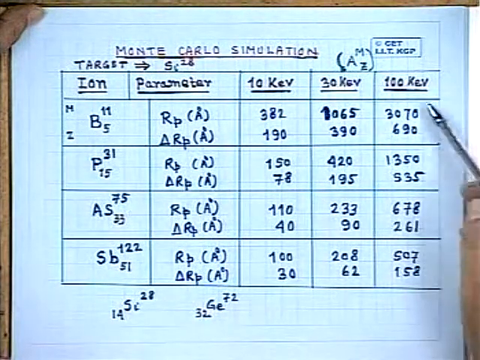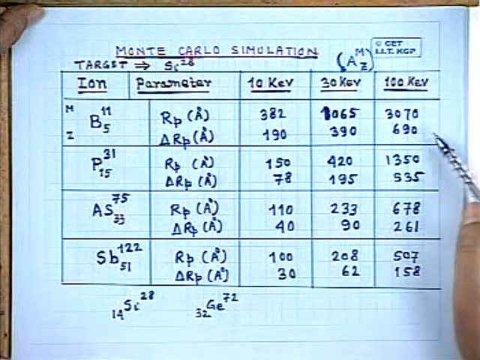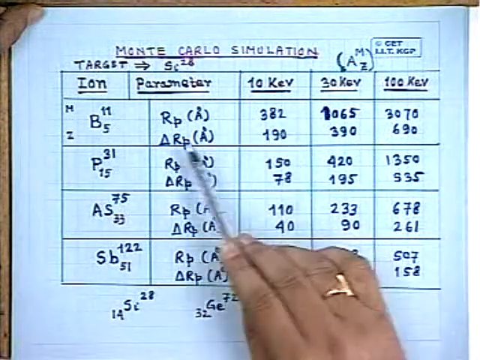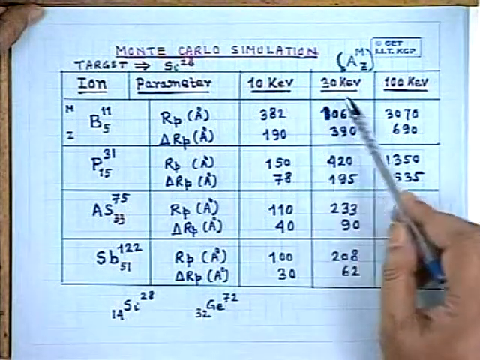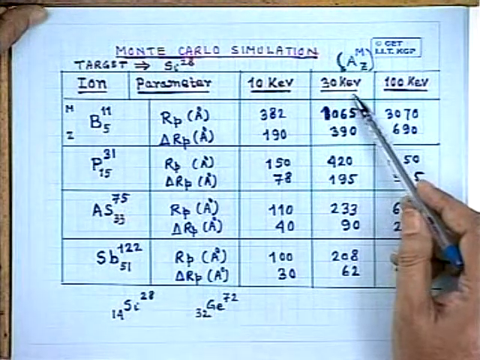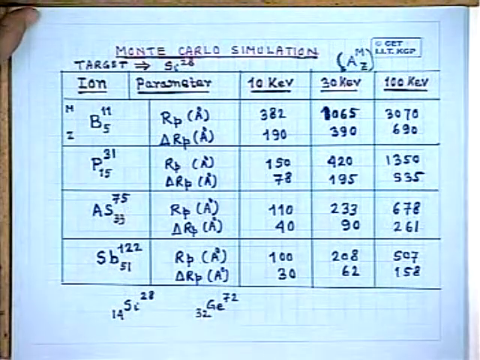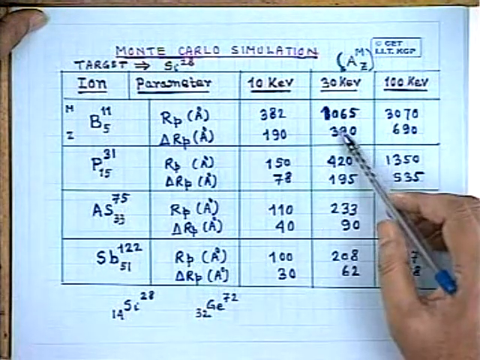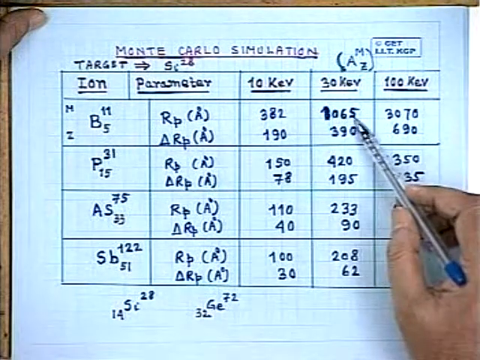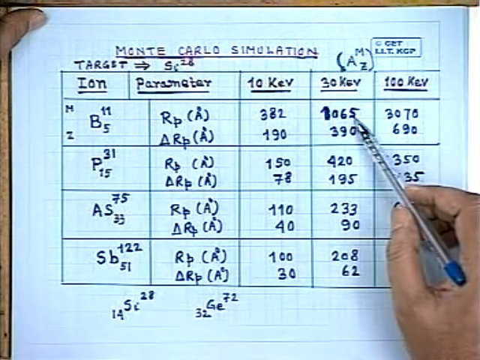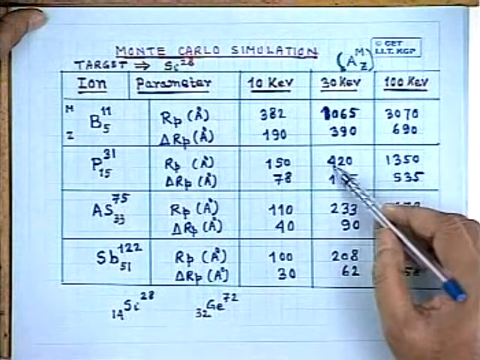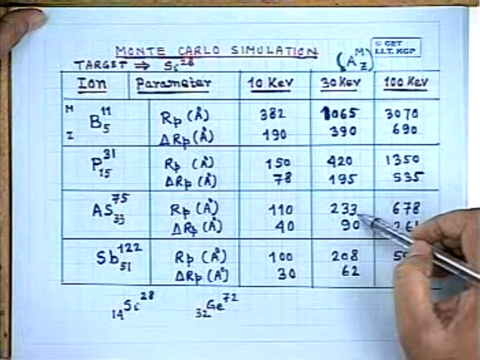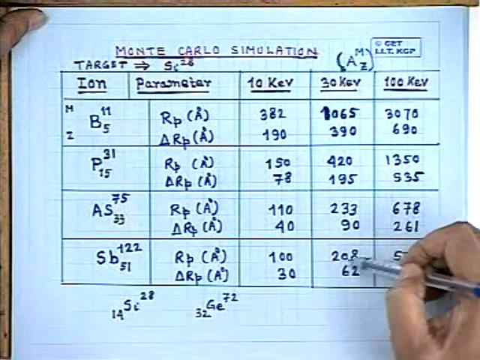If you look at the values in this table, then you will find that for the same energy of implantation, say 30 keV, which is the normal implantation energy used for device fabrication, boron implantation gives an Rp of 1065 angstrom, whereas phosphorus gives an Rp of 420, arsenic gives 233 and antimony gives 208 angstrom.